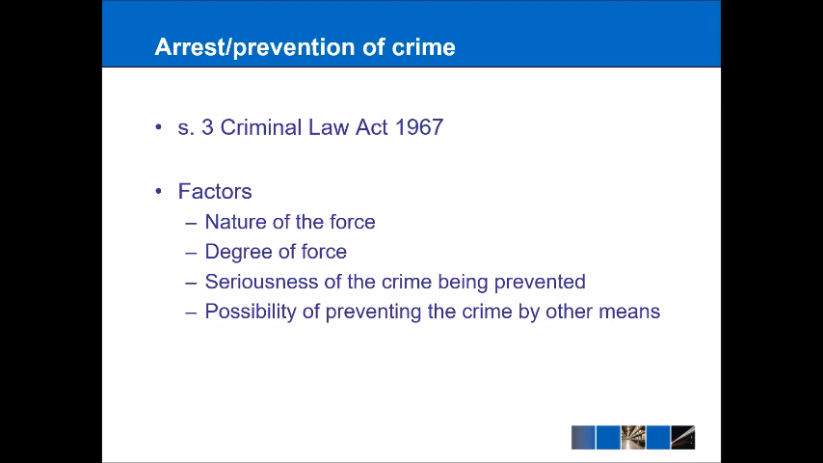And there's a few other factors that we can look at. So we've already talked about the nature of the force, for example, the weapons used and the degree of force. Is it a lethal amount of force that's used, or just enough to be necessary to stop the victim? But in relation to preventing a crime, we can look at the seriousness of the crime being prevented and the possibility of preventing the crime by other means as other factors.